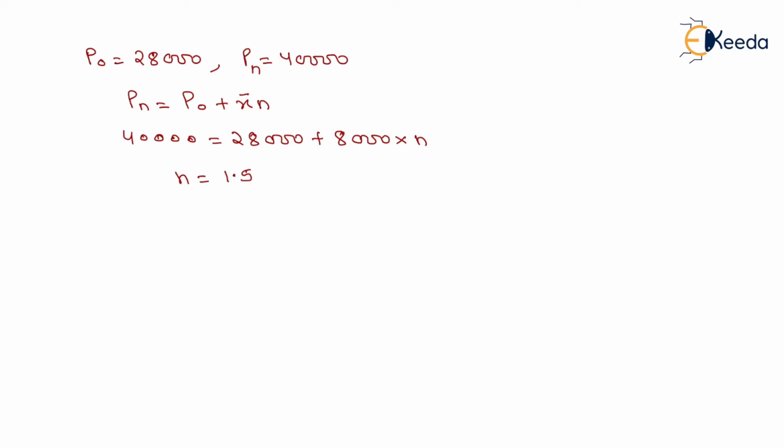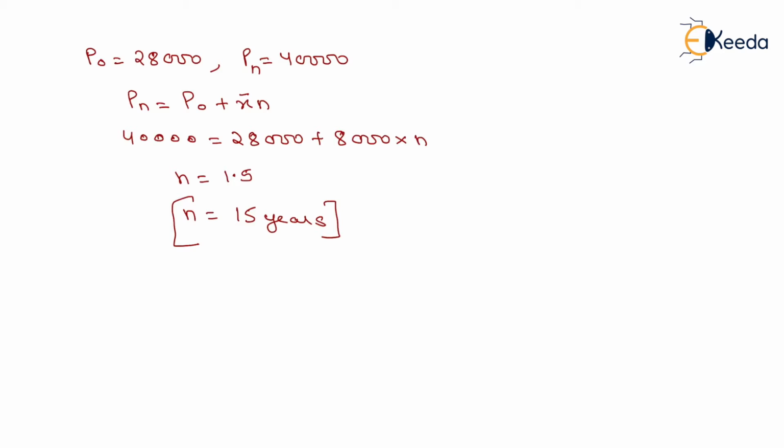Now if we convert this decade into years, it will be 15 years. So for the water consumption of 6000 meter cube per day, the number of years will be 15 years. It means that the answer to this question is 15 years.